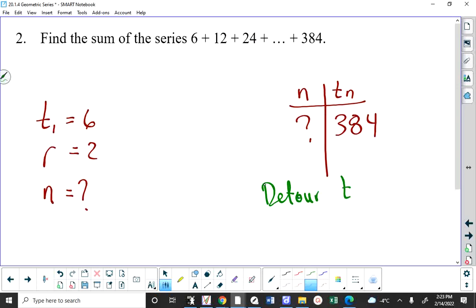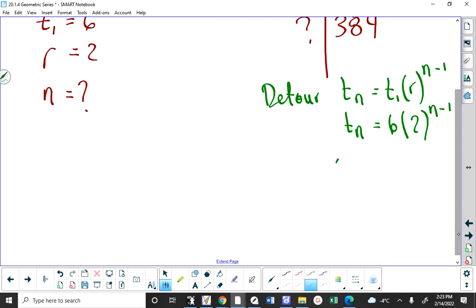The detour is using Tn equals T1 times r to the n minus 1. We could develop this formula first by putting in 6 and 2. But ultimately what we want to know is what value of n is going to spit out the number 384. That's what we need to know. We could just guess and check. We could fumble around in the dark and pick a value of n like 7 and see if it works.